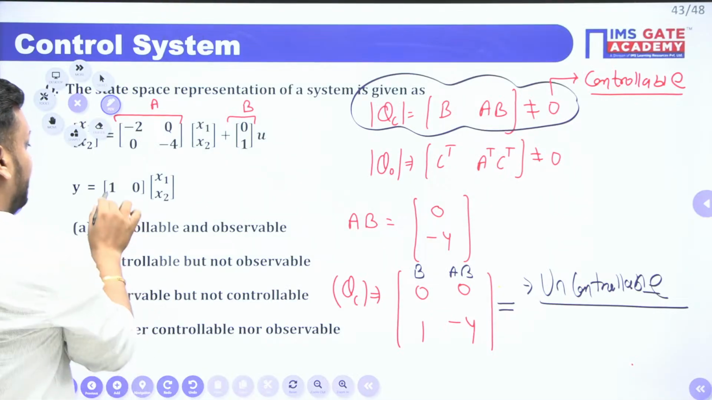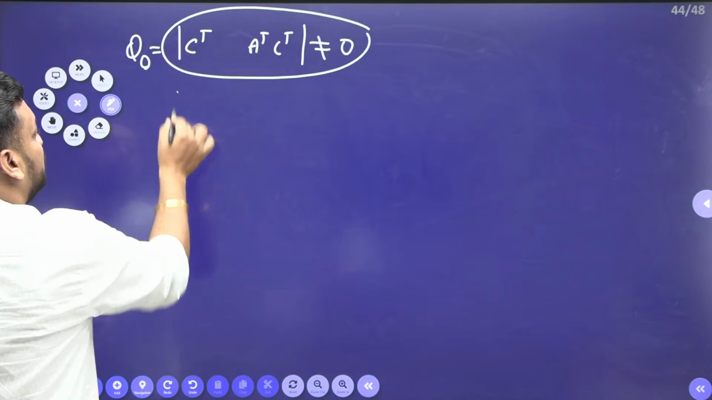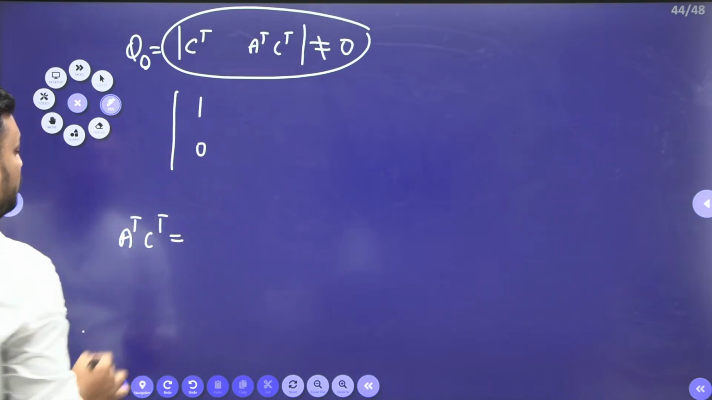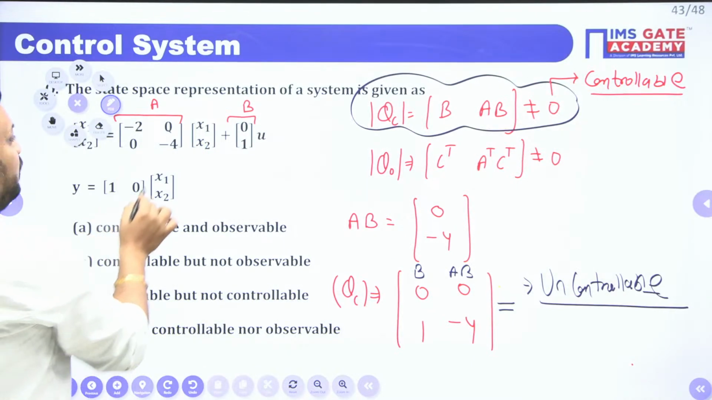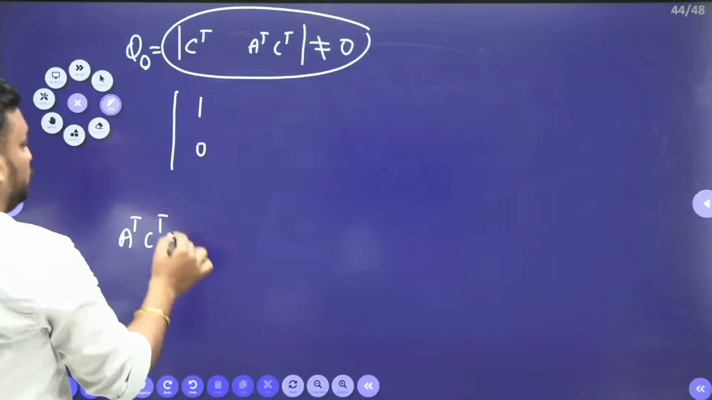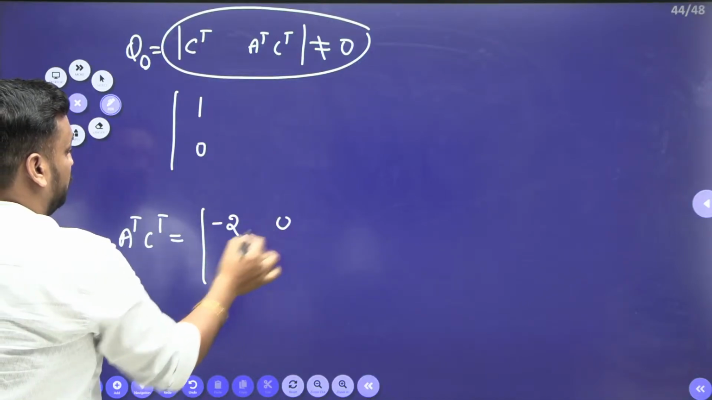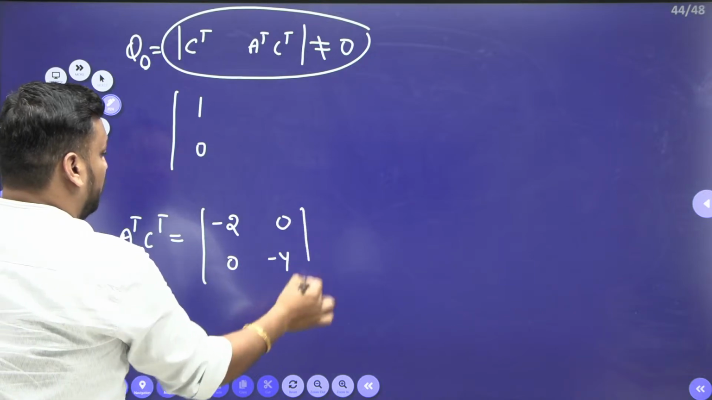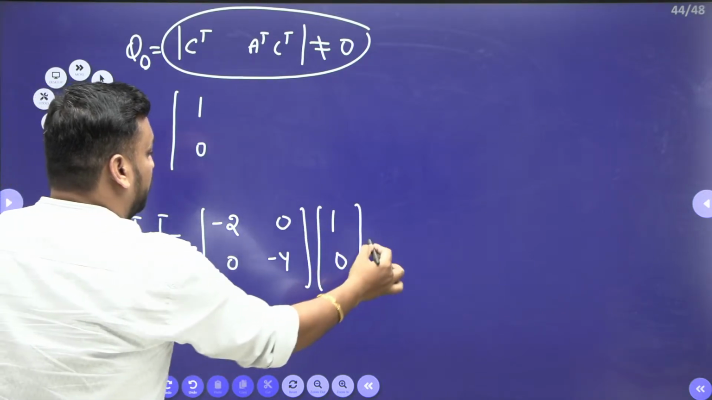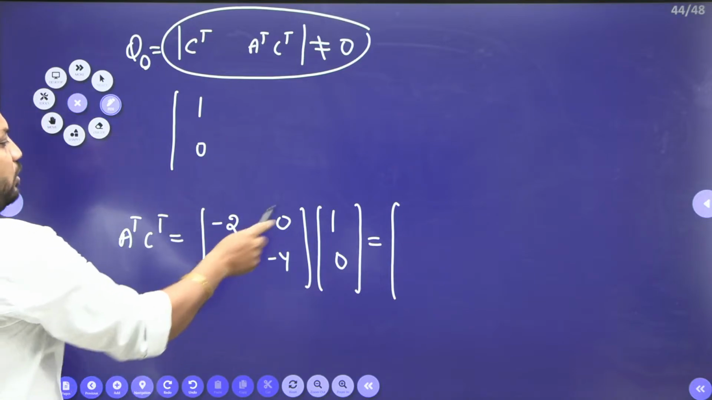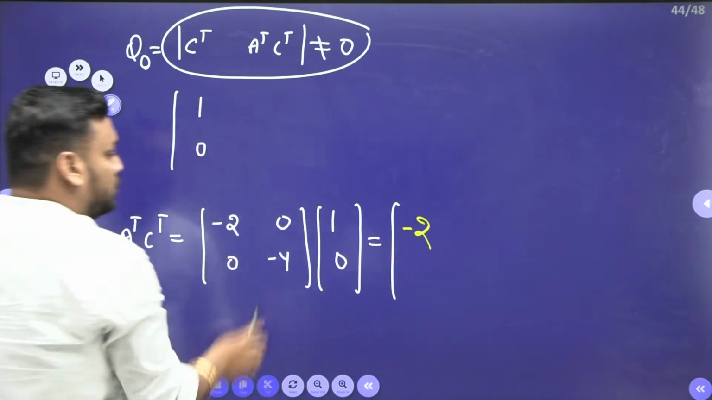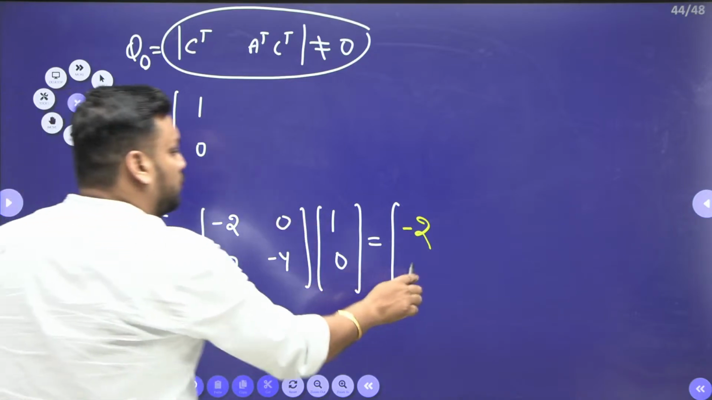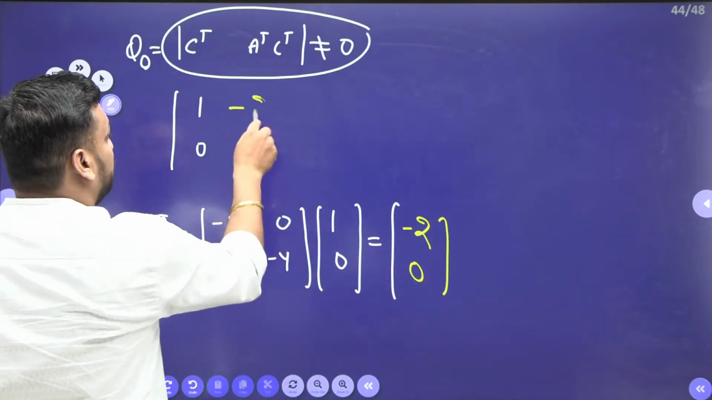Now what is CT, guys? CT value is 10 only. And what is ATCT? I am multiplying ATCT here. What is AT? AT value is the transpose: minus 2 into 0, 0 into minus 4. And CT value is nothing but 10. When you multiply it, what do you get? Minus 2 into 1, you get minus 2. 0 into 0, you get 0. Next is 0 into 1, 0. So minus 2 into 0.